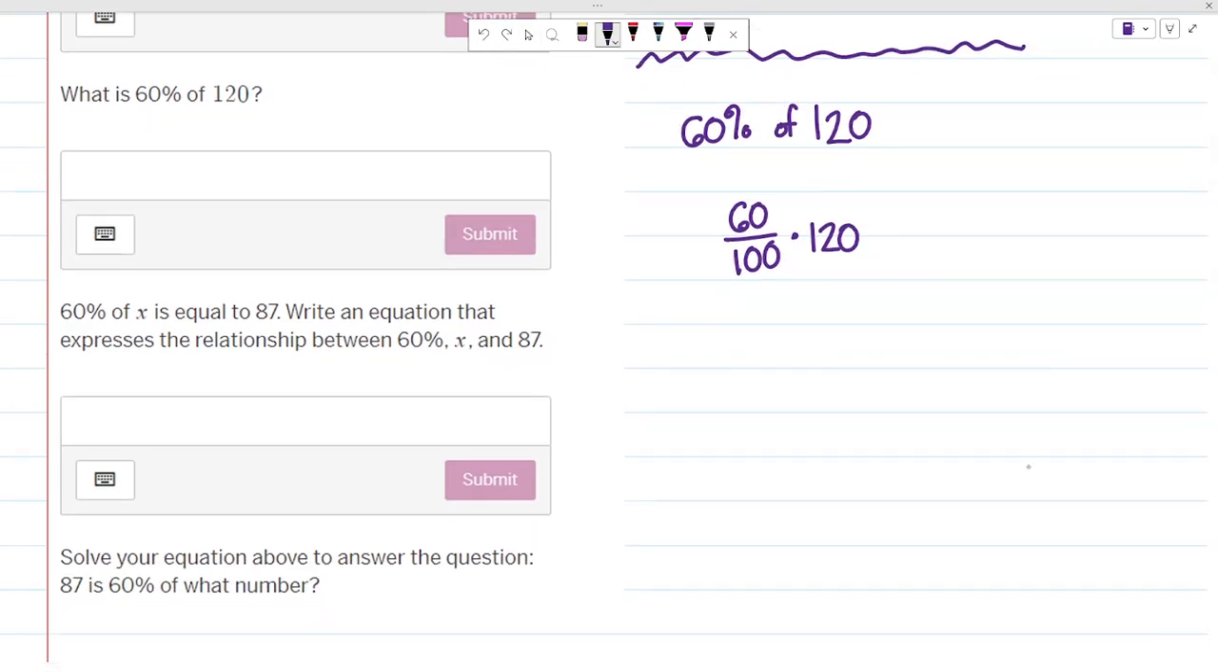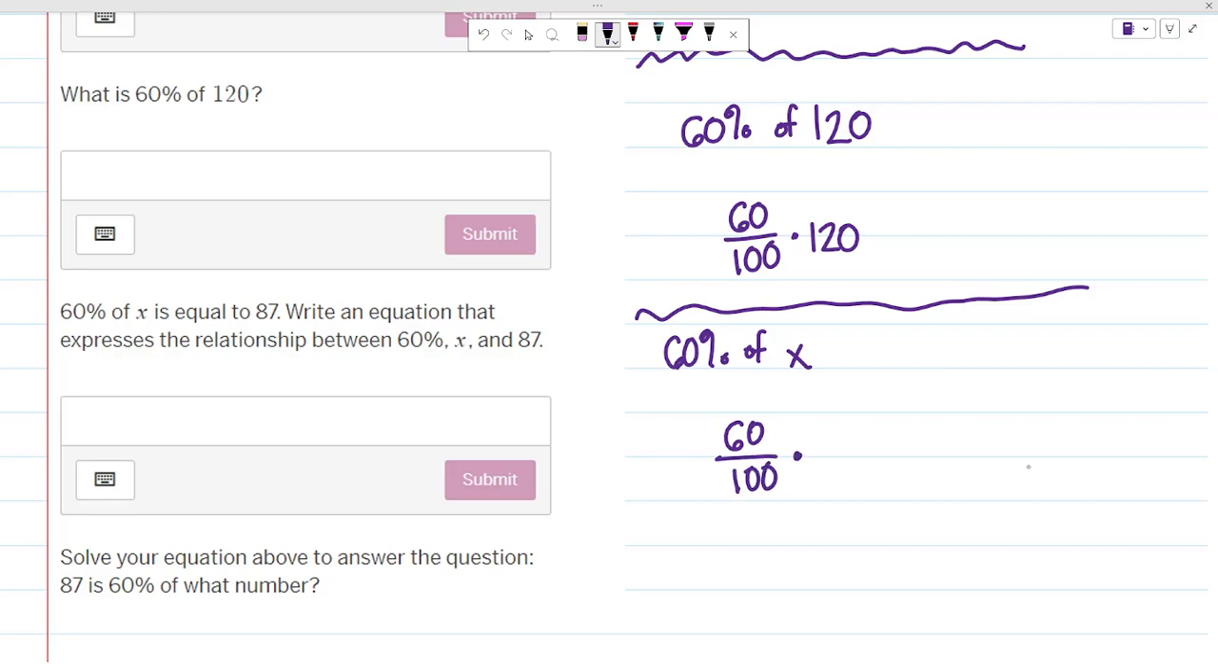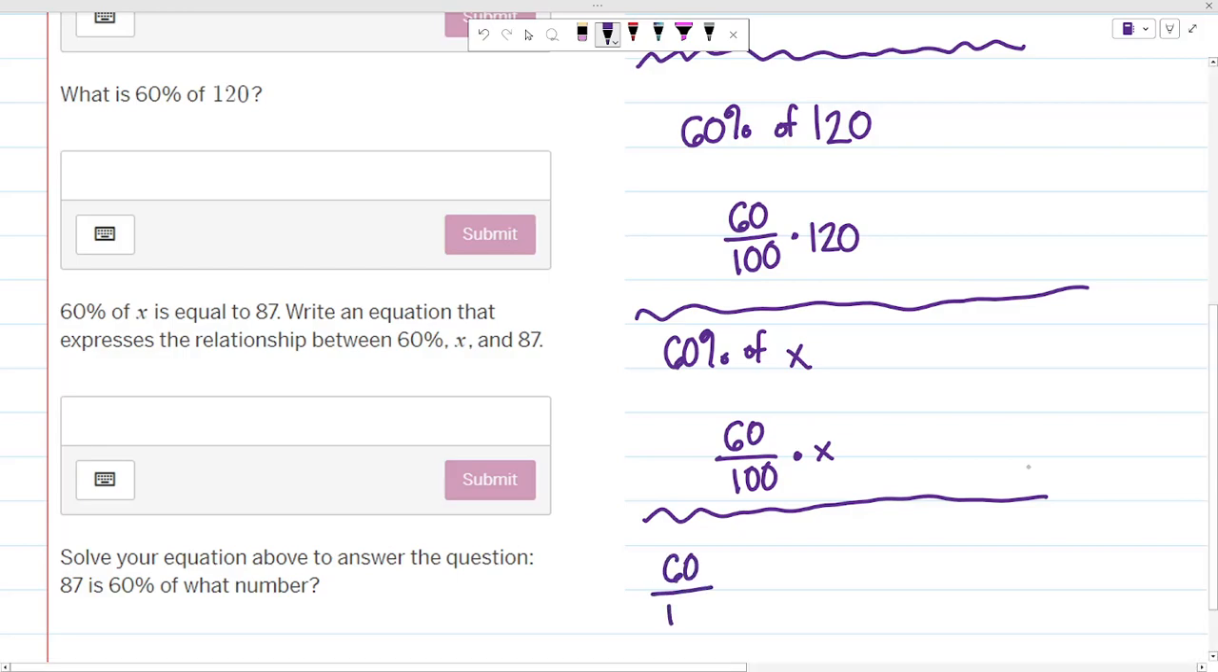Okay, so next it says 60% of x is equal to 87. So let's write an equation that expresses the relationship between 60% of x and 87. So first, let's come up with an expression for 60% of x. How would we find 60% of x using our formula? Well, that would be 60 over 100 times x. So if 60% of x is equal to 87, that would be 60 over 100 times x equals 87. So this would be an example of an equation that expresses that relationship.